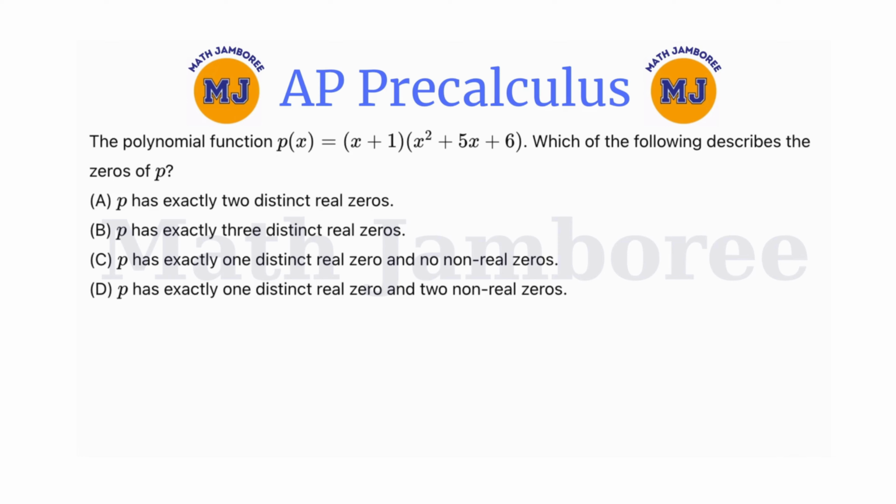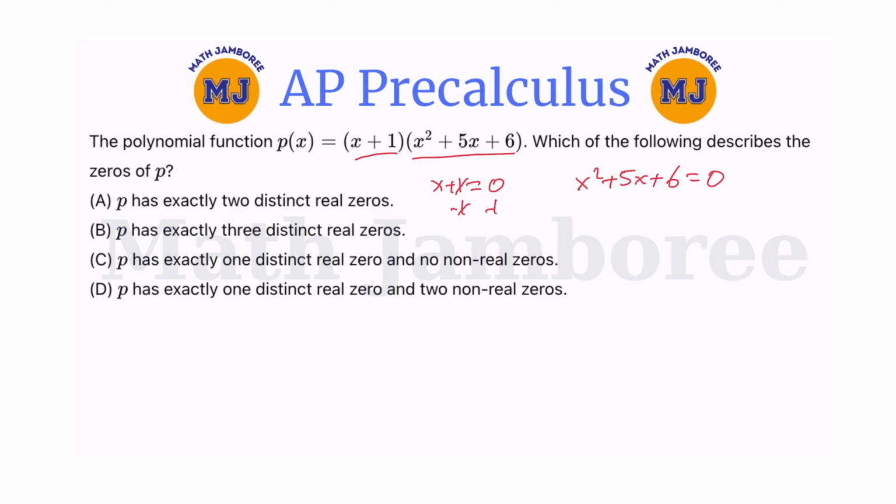Okay, so to solve this one, we will make the factors equal 0. In this polynomial, we have two factors given: x + 1, and the second factor is x² + 5x + 6. So when you make them equal 0, you will find the zeros, the roots technically.